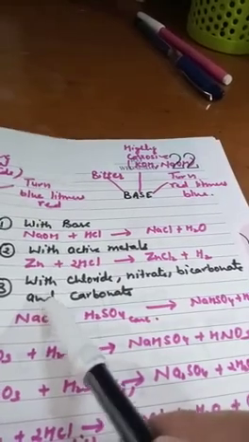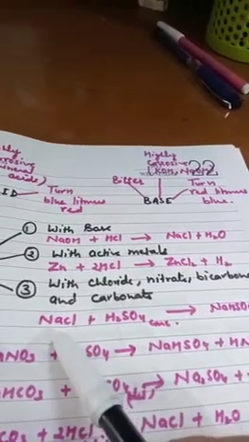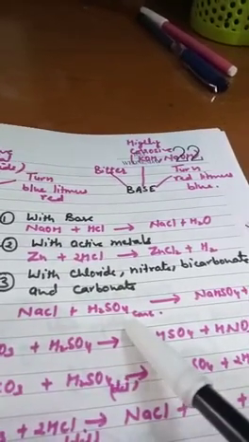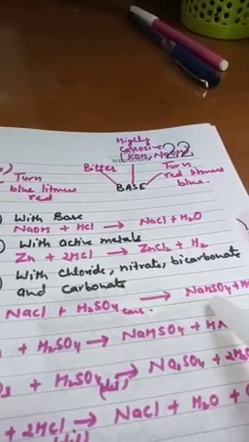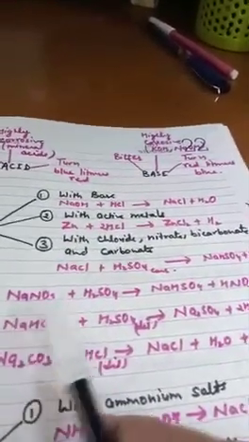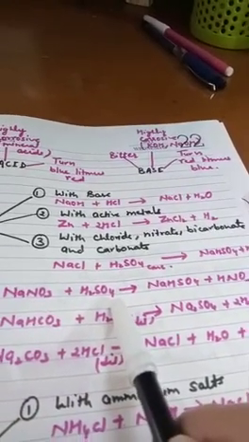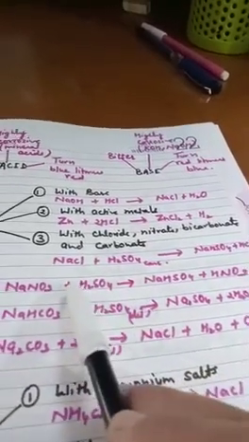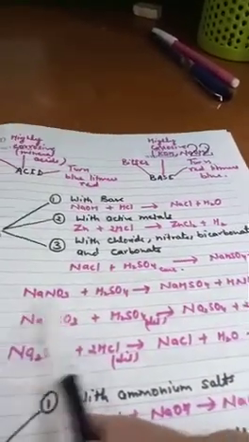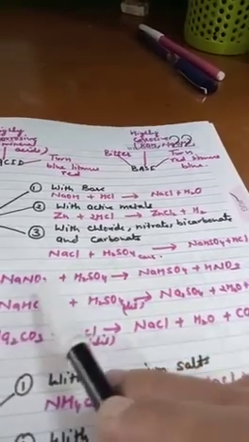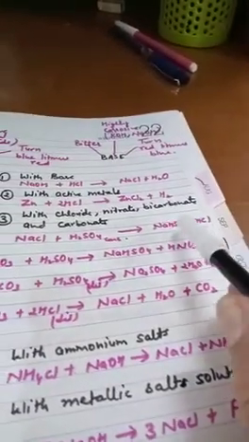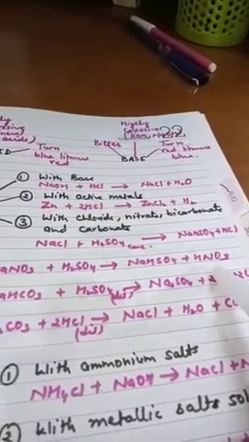Third is the reaction with chlorides, like when NaCl, this is sodium chloride, reacts with the acid, then it forms a salt and HCl. Okay? NaNO3 when reacts with H2SO4, all these are double displacement reactions. You can see it forms HNO3 and Na2SO4. So here you can see that one acid is forming here. In both of these cases an acid is forming here.